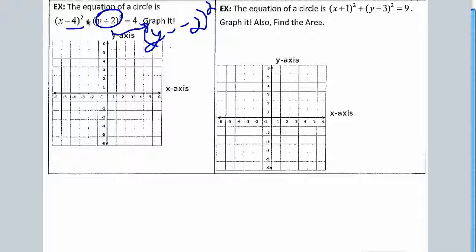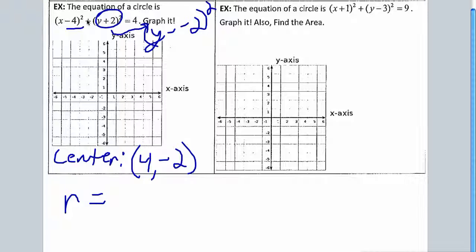So that's where I'm getting my center. My center is at 4, negative 2. And my radius then is 4, but remember, this is in the form of r squared, which means that instead of it being 4, my radius is actually 2.